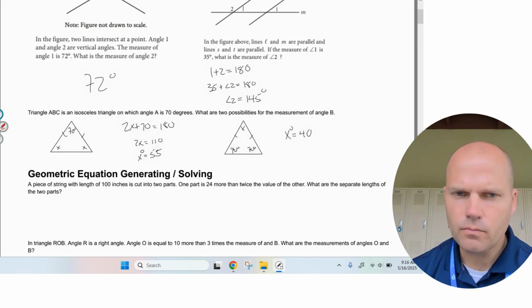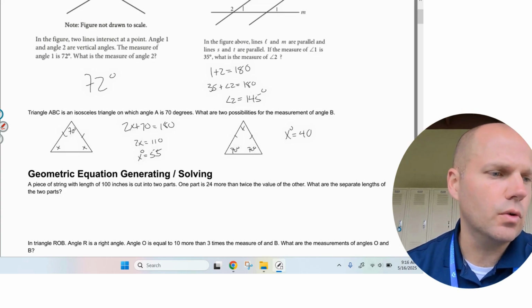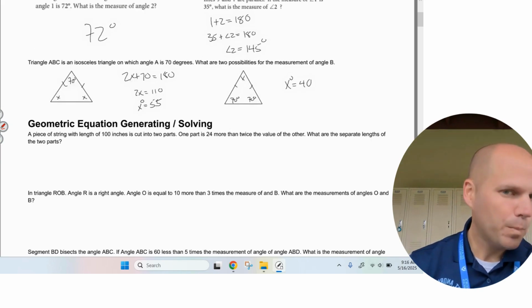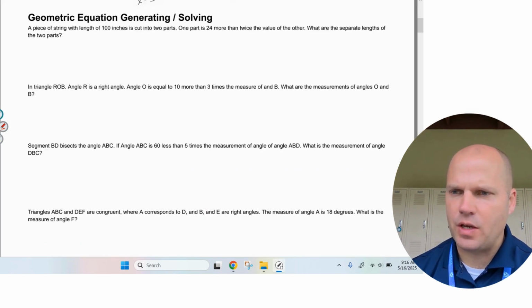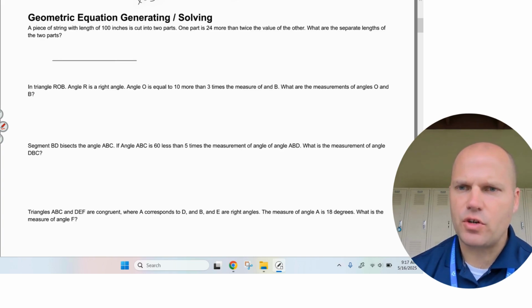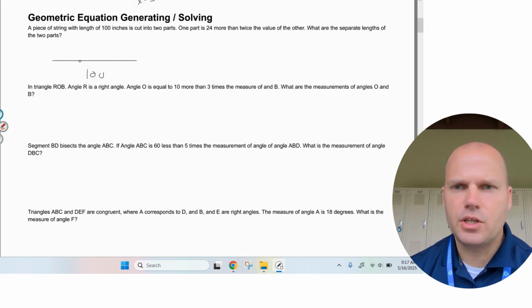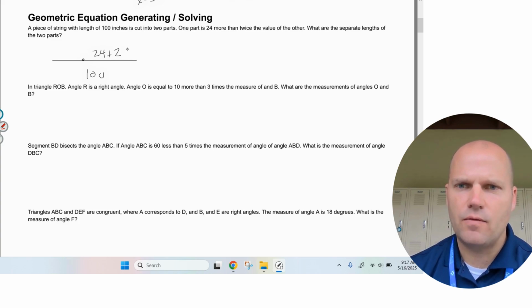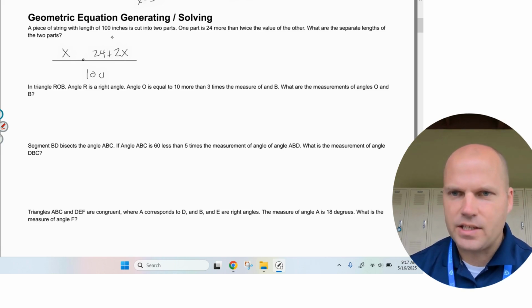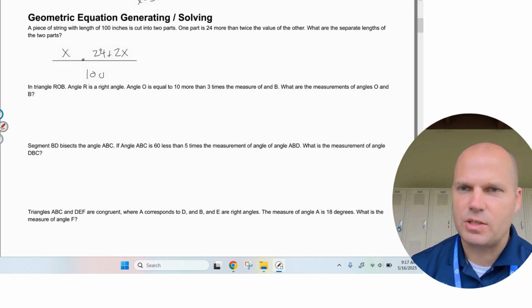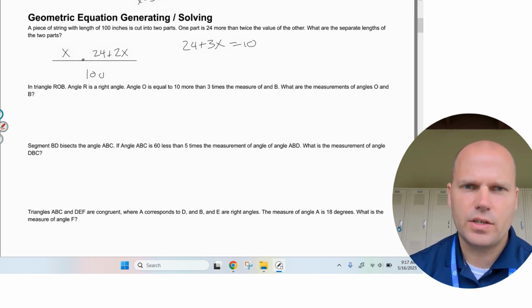It's very important for these questions to draw pictures. Whenever you don't have pictures, don't just assume that you can set up things correctly. We have a piece of string with a length of 100 split into two parts. One part is 24 more than twice the value of the other. You can either say this is like A, B, C, and you can say 24 plus 2 times AB, or you could just use X, and that creates an equation that this plus this. And a lot of students forget that extra X has to equal this.